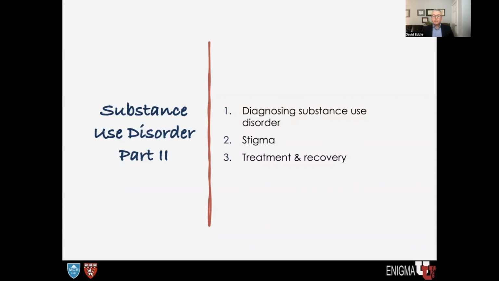So today I'm going to be first talking about how we diagnose substance use disorder. What are the diagnostic criteria we use? How do we classify substance use disorder in terms of severity? And I'm going to spend a little time talking about stigma. Substance use disorder is among the most stigmatized conditions, and stigma can really impact whether people access treatment, their experience in treatment, and their recovery. So we'll spend a little time talking about stigma.